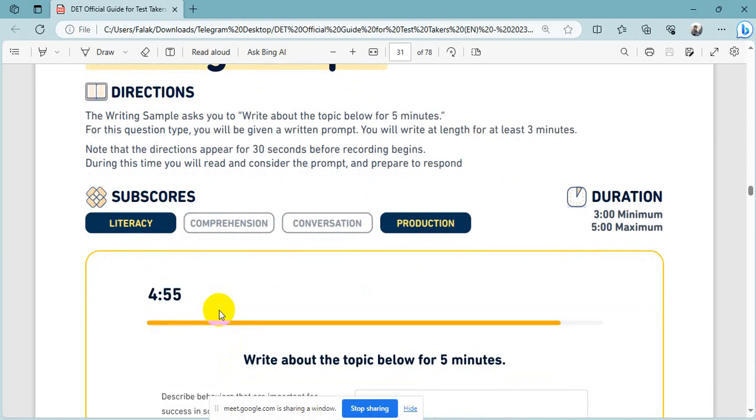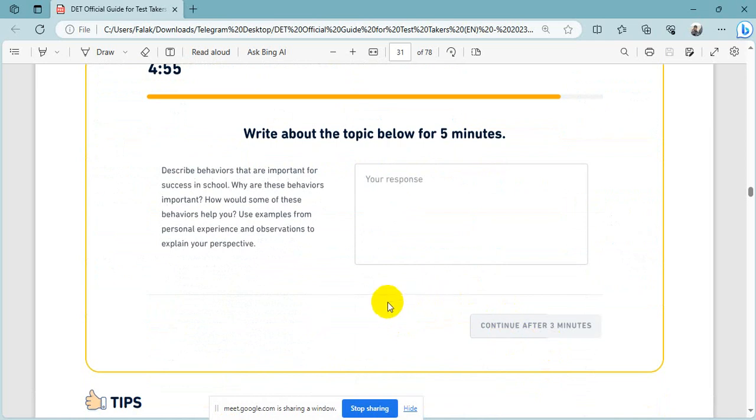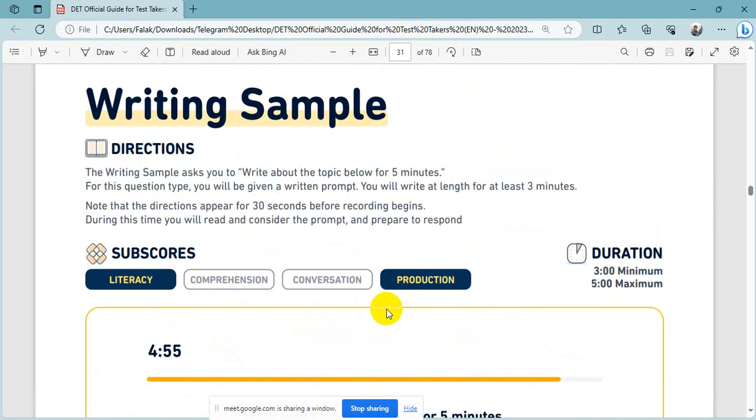For this question type, you will be given a written prompt. You will write at length for at least 3 minutes. If you write for at least 3 minutes, the next button will turn blue, and you can click on that. But please don't do that. Also, note that the directions appear for 30 seconds before recording begins. During this time, you will read and consider the prompt and prepare to respond. So that's it.